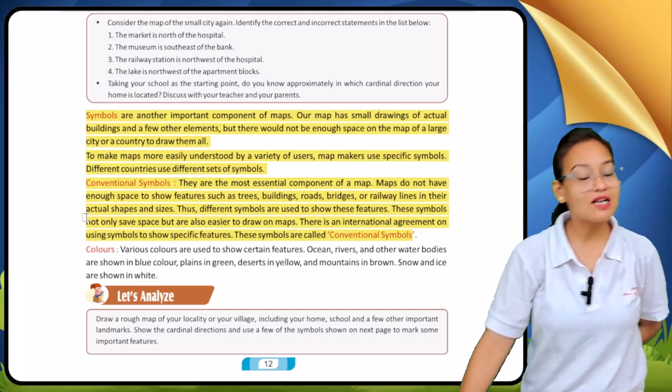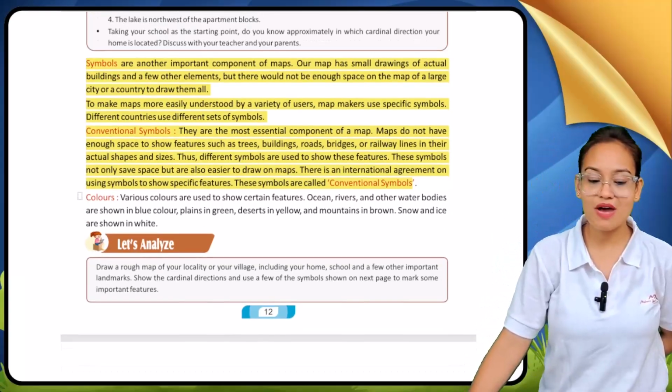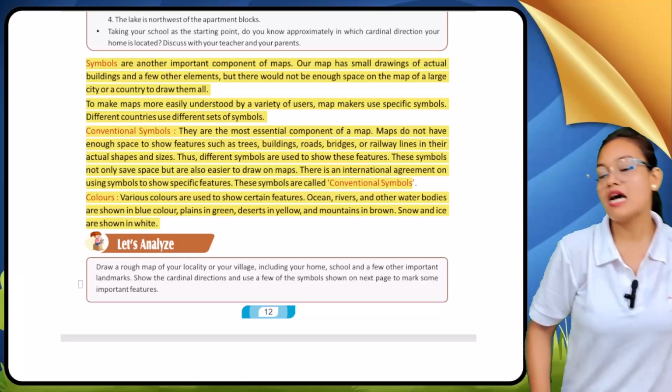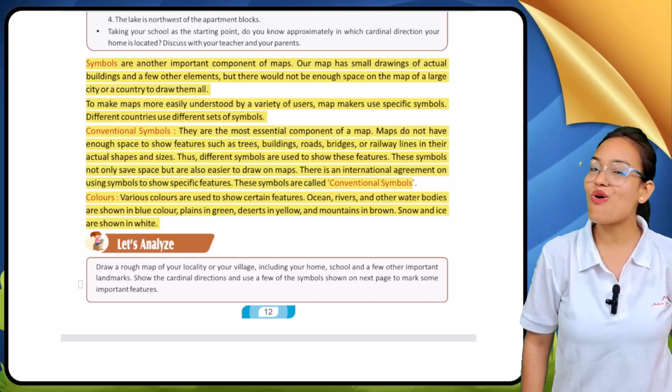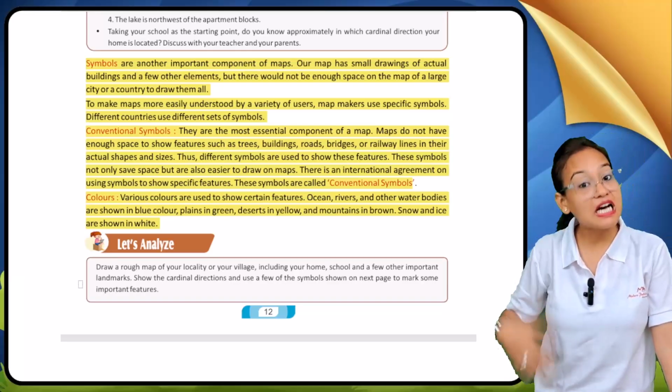Okay, now colors. You can also see there are different types of colors used in our maps. So what is the meaning of colors? Various colors are used to show certain features. We have talked about symbols, but you have all seen these symbols are not black and white in nature, they are colorful in nature.